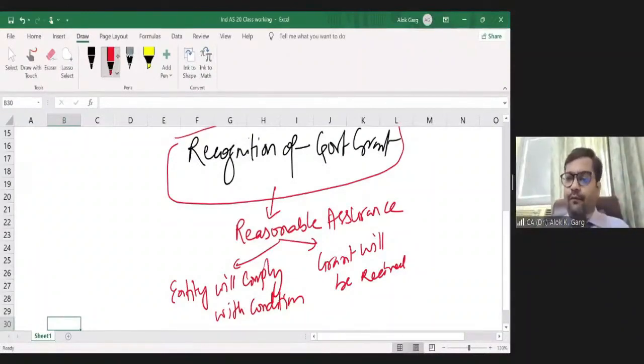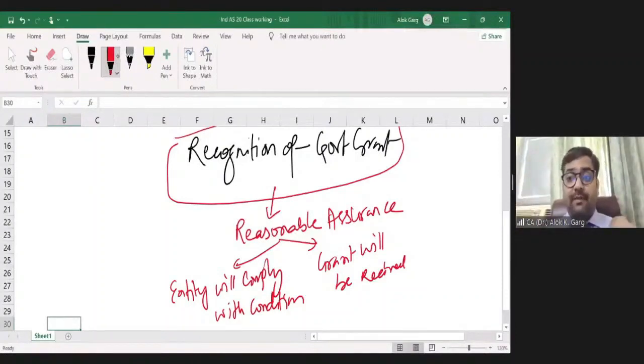Then, of course, if the entity has already complied with the condition in the past, and it is reasonably certain that the grant will be received, in that case, it can be recognized as a grant in the books of accounts, even on the accrual basis. So receipt is not important, guys. Receipt is not important. Sir, the government has given money in advance.